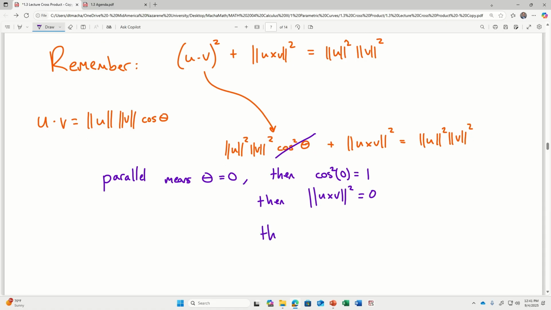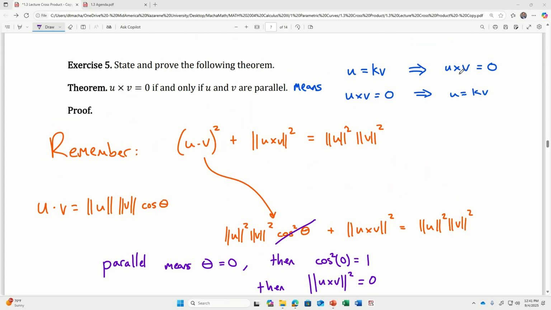And if the norm is 0, that means the vector has to be the 0 vector. Because if a vector is anything besides 0, 0, 0, its norm is not going to be 0. So now we just showed that if you have parallel vectors, then their cross product is 0, 0, 0. The cross product of parallel vectors is 0, 0, 0. What about the other direction? The other direction of this proof says, if the cross product is 0, that should imply that I have parallel vectors.